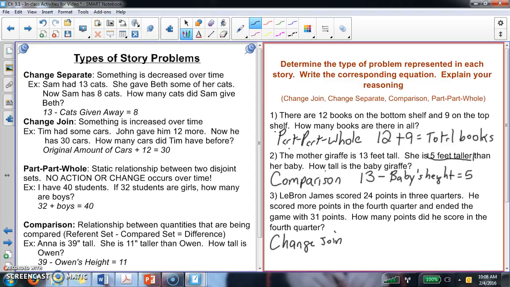Now if I go through and set it up, I have an amount. That's my original amount through the first 3 quarters. I score more points. So I don't know how many I scored in the 4th quarter. And I know what I ended up at the end. In the end, I ended up with 31 points. So that's the first set of problems.